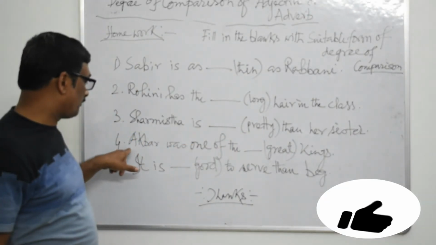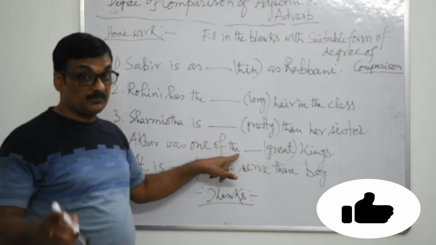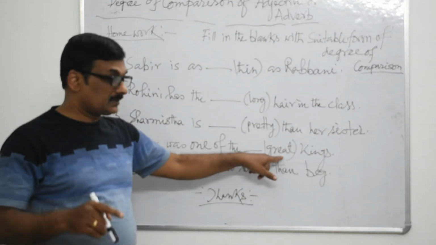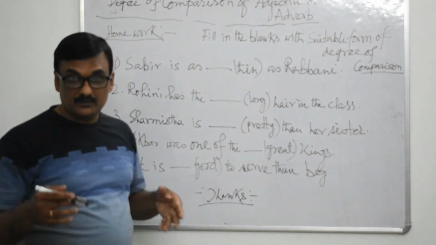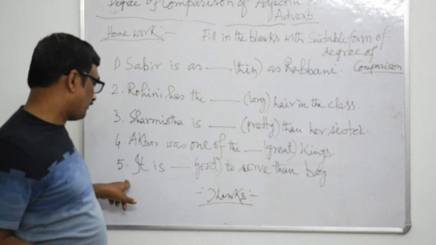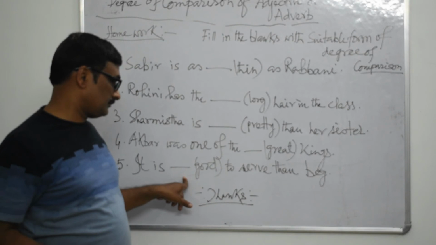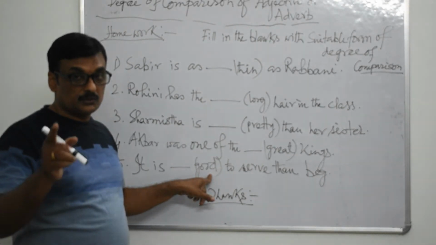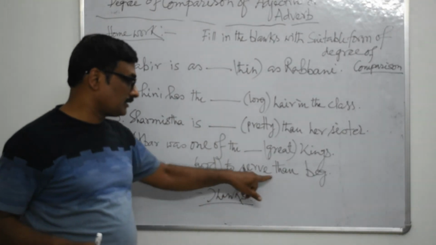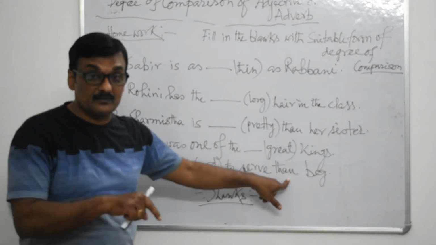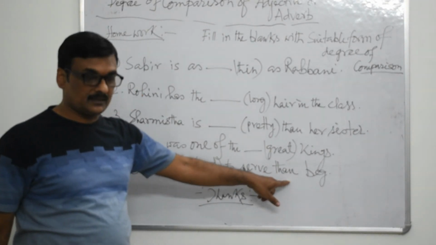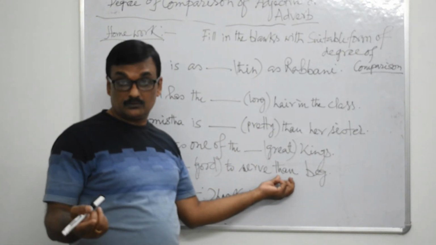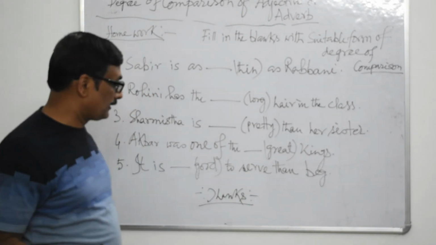Okay. Next, number four: Akbar was one of the dash. "One of the" is given, then in brackets "great". Which form of "great" will be used here? I think you are all sure. Number five and the last one: it is dash, dash, in brackets "good". That is the suitable form of "good" here according to the structure of the sentence, according to the degree used in this sentence. What is that? "Than" is used. So you already know and are confirmed.